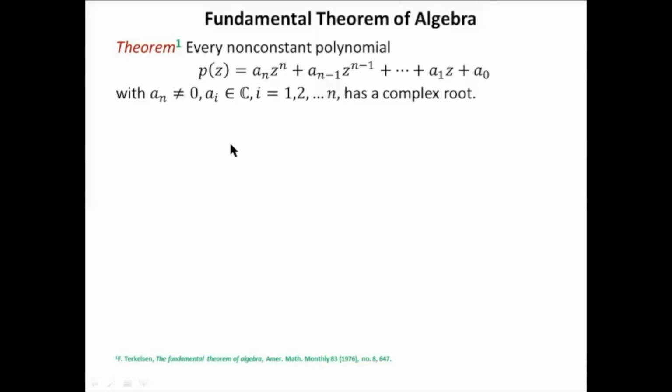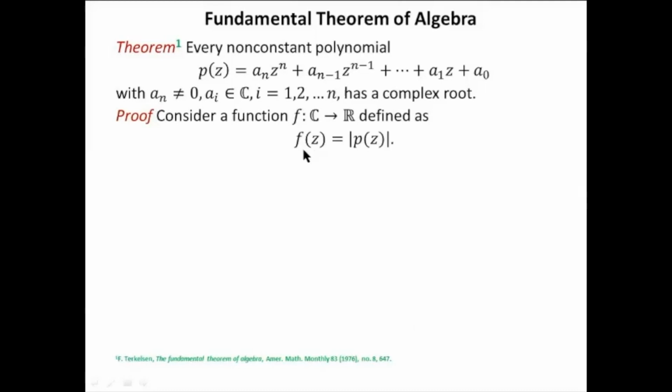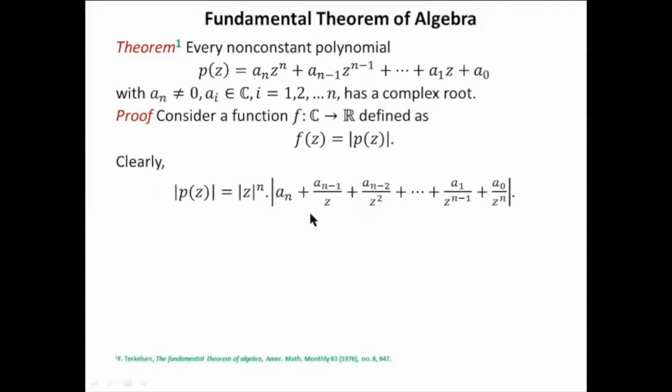Let's see the proof. Now let me associate a function f with the help of this p. That is, f is a function from C to R defined as f of z is the modulus of p(z). Clearly, we can write this modulus like this. That means you divide and multiply by mod z to the power of n and do some adjustment. We can write it like this. Now look at the term inside the second modulus. That is in the form of a summation.